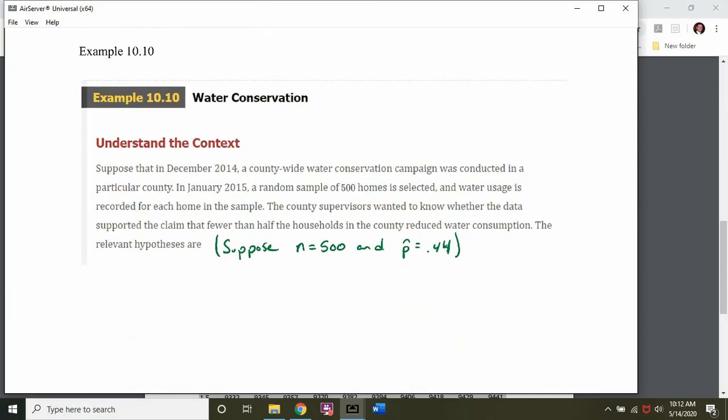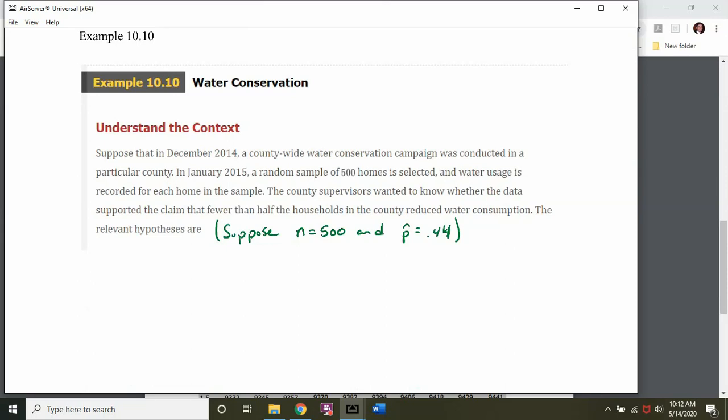Okay, look at the next problem here, 1010, water conservation. Suppose that in December of 2014, a countywide water conservation campaign was conducted in a particular county. In January of 2015, a random sample of 500 homes is selected, and the water usage is recorded for each home in the sample. The county supervisors wanted to know whether the data supported the claim that fewer than half the households in the county reduced water consumption. The relevant hypotheses are, and we're going to set these up.